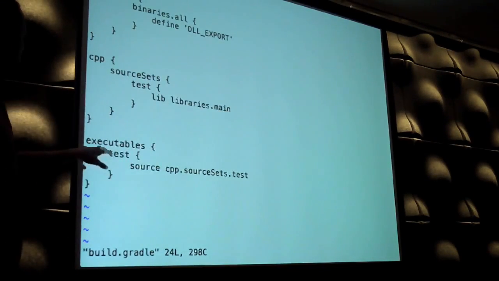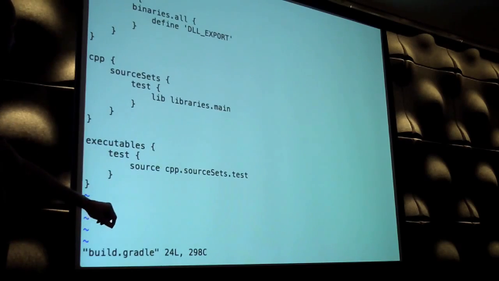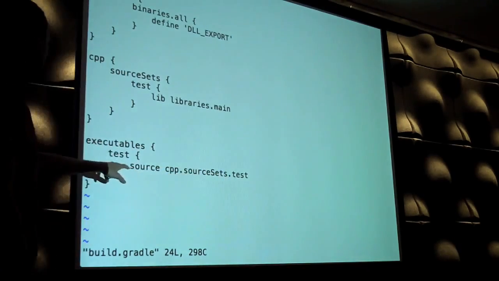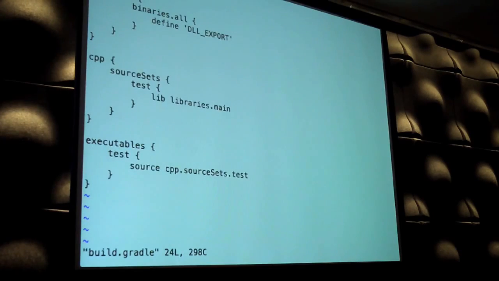And then I'm taking that source and I'm defining a test executable, and I'm wiring that source in as input to that test executable. So we build a library, we've got some source that needs that library, we take that source and use it as input to build an executable. From that, Gradle infers the right things to do.